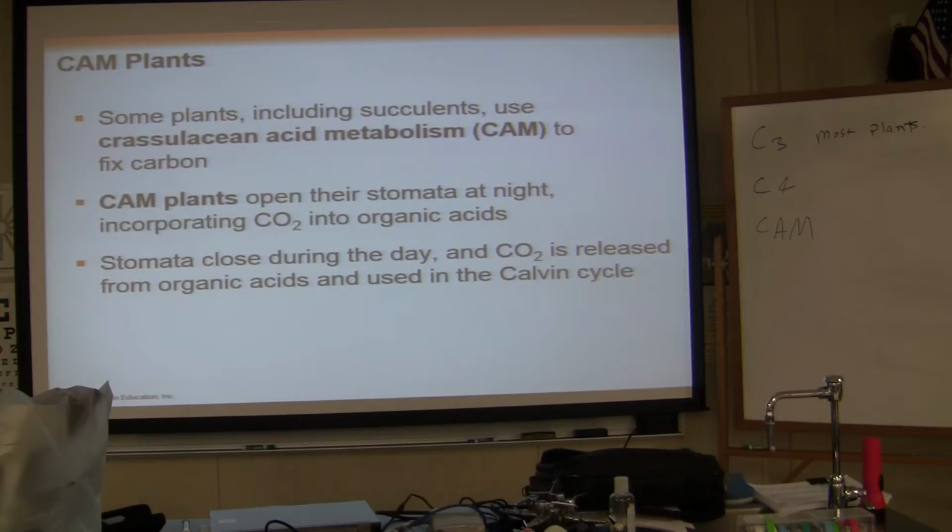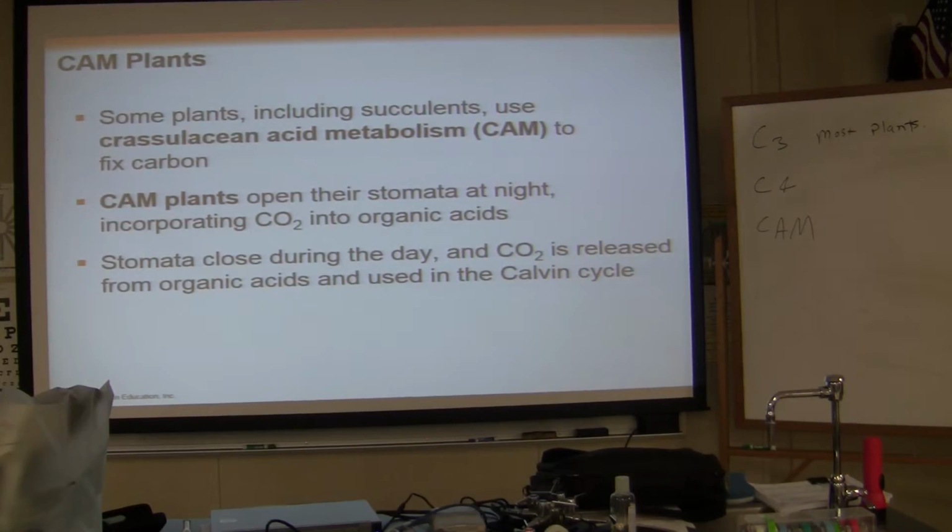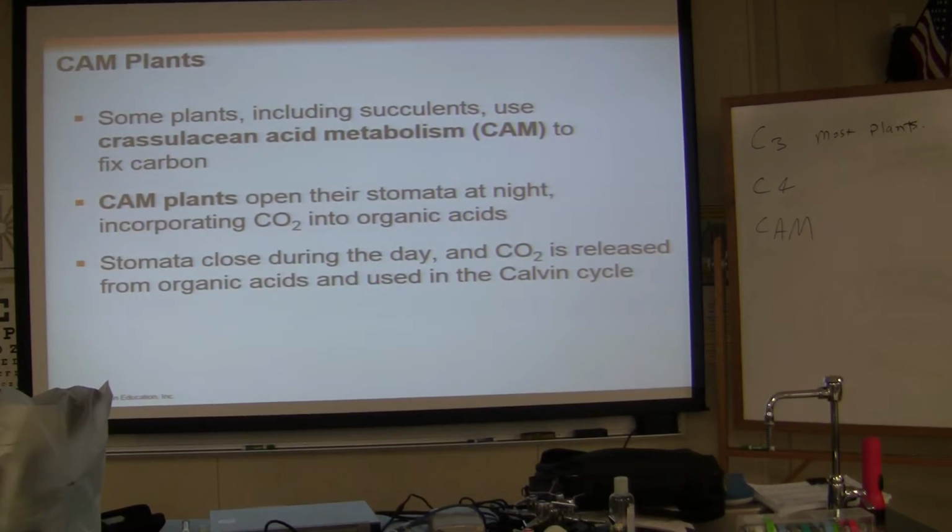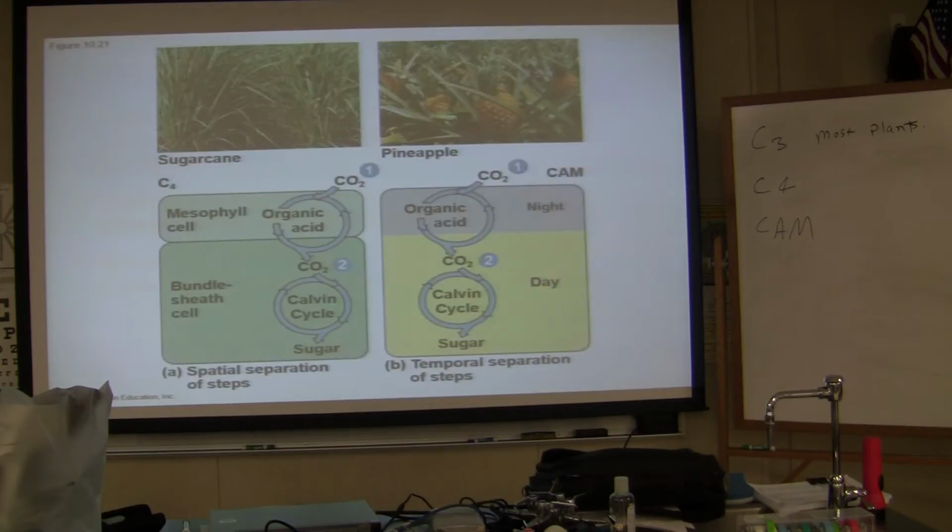And you know what stomata are. I brought you a slide the other day. Today, I'm hoping you will look at the slide again. These openings, the pores on the leaf, are called stomata. You remember that? So they open up stomata at night, incorporating carbon dioxide into the organic molecule. Stomata close during the day, and carbon dioxide is released from organic acids and used in the Calvin cycle.